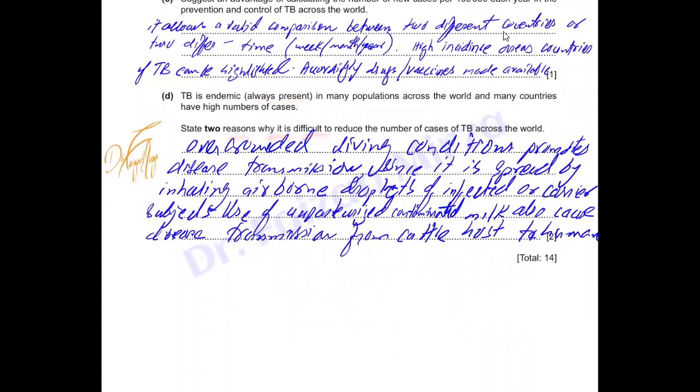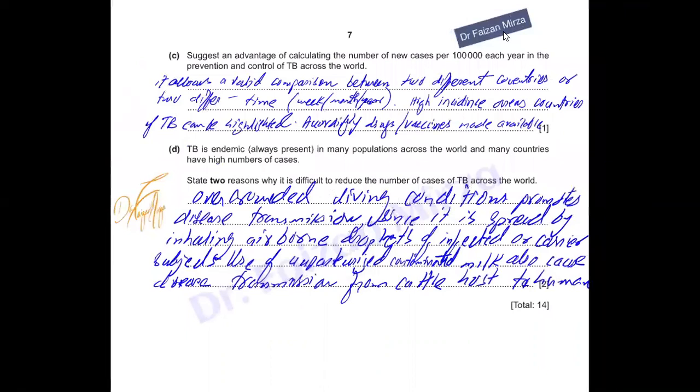State why it is difficult to reduce the number of TB cases: because there are people living in overcrowded conditions. There is a high chance of disease being transmitted from one person to another through airborne droplets, or from using unpasteurized milk. And the transmission from cattle to humans is common as well. Then you can also include the point that more than one antibiotic is to be used and the treatment lasts a long time. So that leads to people not completing the course, antibiotic resistant strains develop and transmission increases as well.